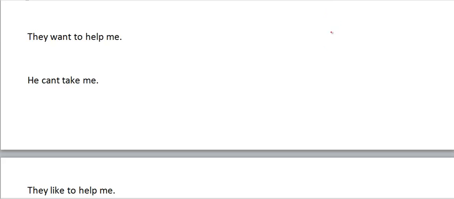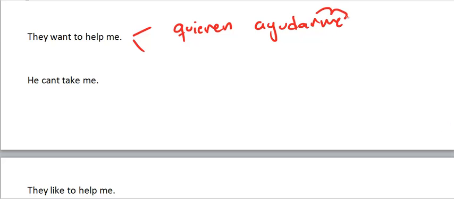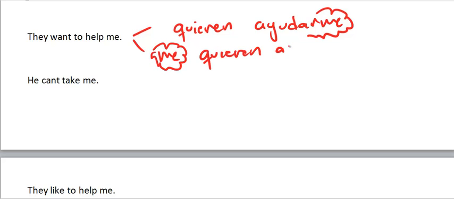They want to help me. You can say, they want to help. Quieren ayudar. Ayudarme. Attach at the end of the infinitive. Or you can also say, me quieren ayudar. In this case, preceding the conjugation of the verb. See?